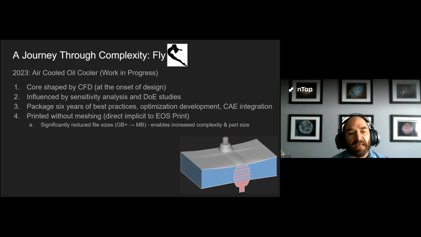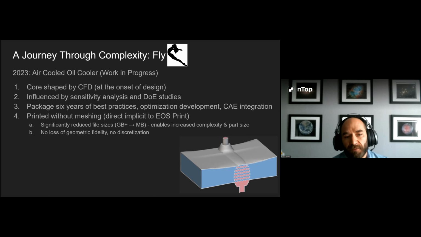What this does is significantly reduce the file size. So we can go from gigabytes to megabytes, and in doing so, this enables increased complexity and part size. If a customer had come at me 2 years ago with a 75,000 unit cell TPMS that they wanted to try and print, I probably would have laughed at them. We can't mesh this. Your printer's not going to be able to handle it. With this type of file transfer, we really now have more or less infinite scalability in that regard.